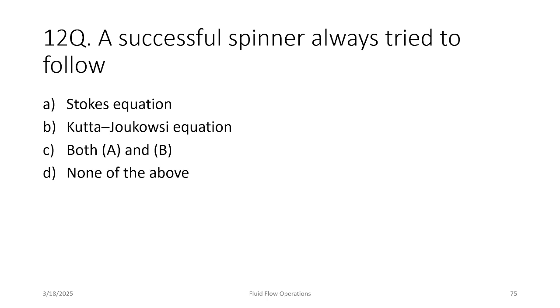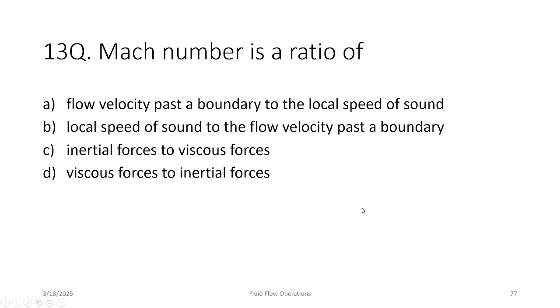Question number 12: a successful spinner always tries to follow Stokes equation, Kutta-Joukowski equation, option B, A and B, or option D, none of the above. So we will always try to follow the Kutta-Joukowski equation, option B.